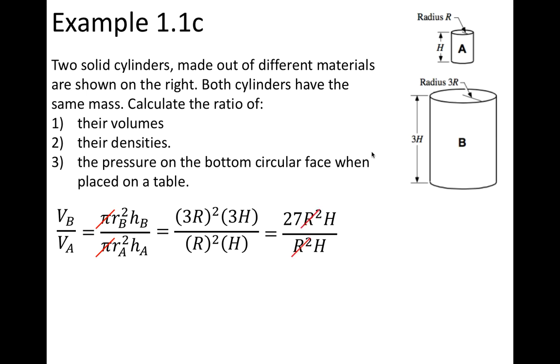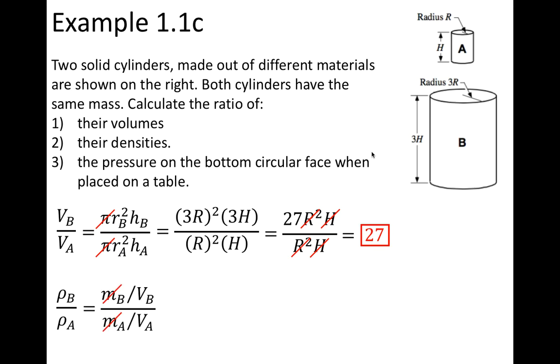R squared cancels, and capital H cancel, leaving us with the answer 27. You should note that ratios are typically expressed as a number without units. Part B asks us to calculate the ratio of their densities. I can express this ratio as rho B over rho A.